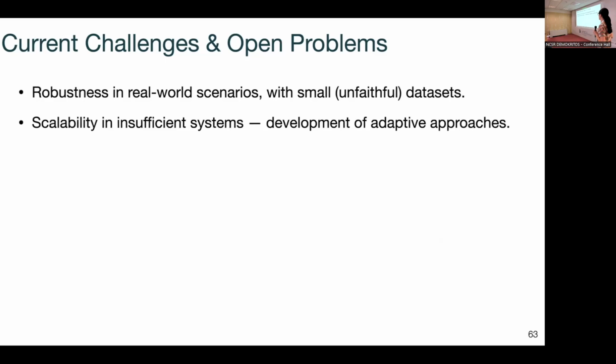Scalability: it's an NP-hard problem, so you cannot do much. However, you can construct an adaptive approach because, as I said, you can have latent variables, you can have latent confounding, so you don't need all the variables.